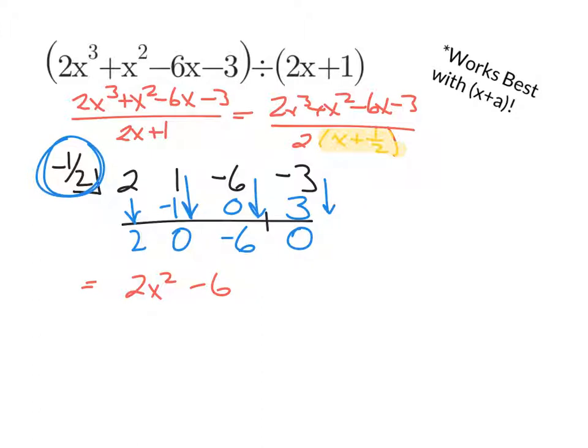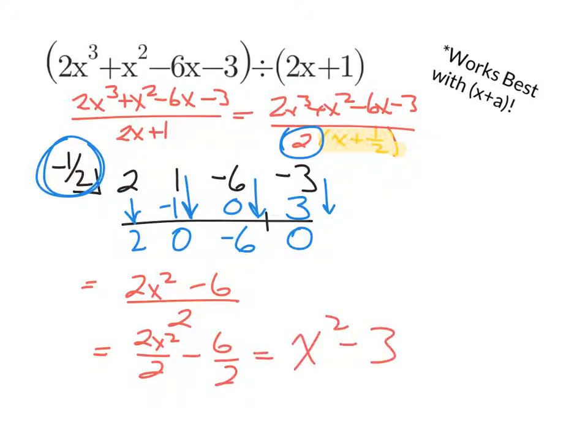But we're not finished. I still haven't taken care of the 2. So I still have a fraction that needs to be divided by 2. In this case, that's not too bad. I'll split it up into 2x squared over 2 minus 6 over 2. Leaves me with x squared minus 3. So you can actually divide by something that doesn't look like x plus a, but you need to break it into those linear factors first, and then take care of everything else afterwards. If you want to divide by that entire 2x plus 1 all at one time, you should resort to long division.